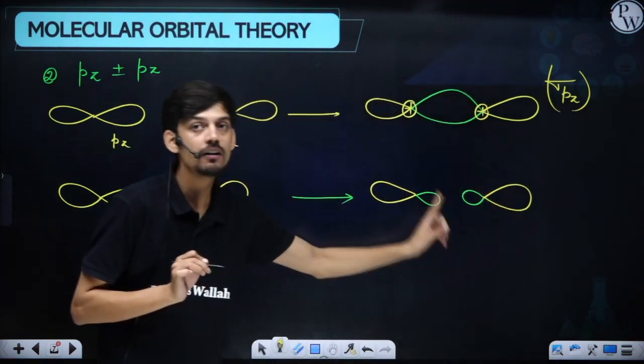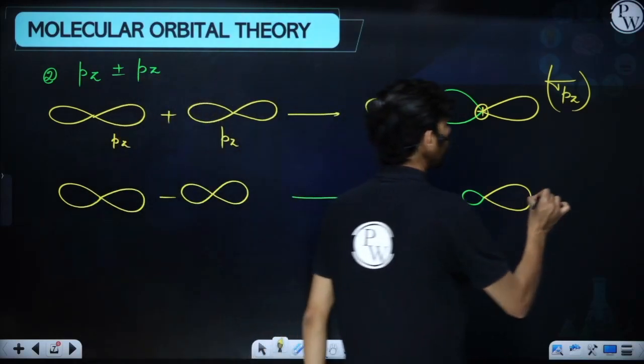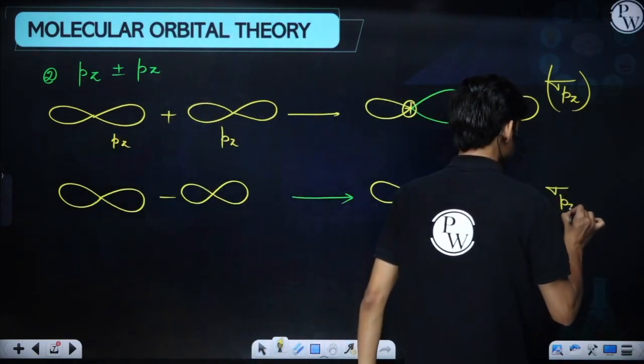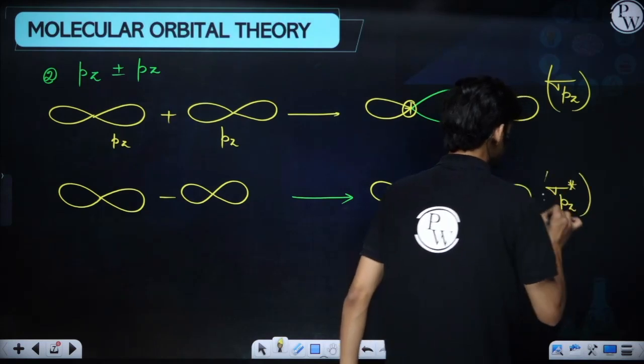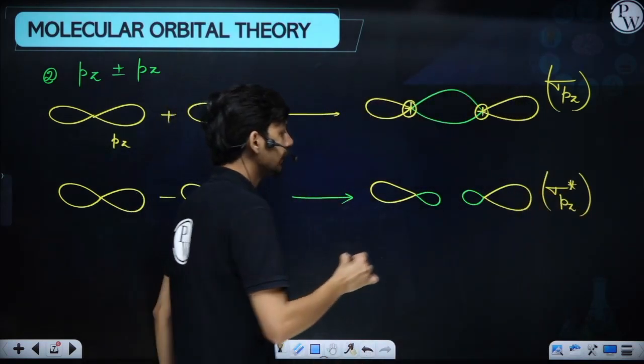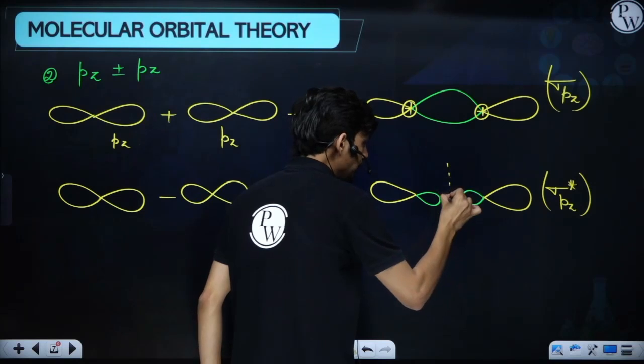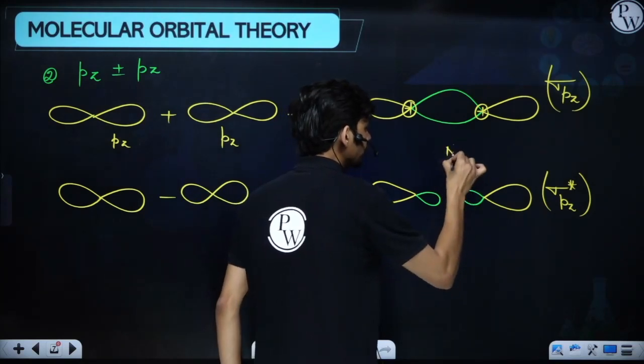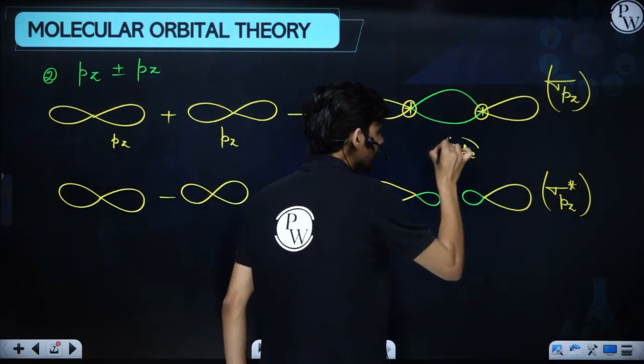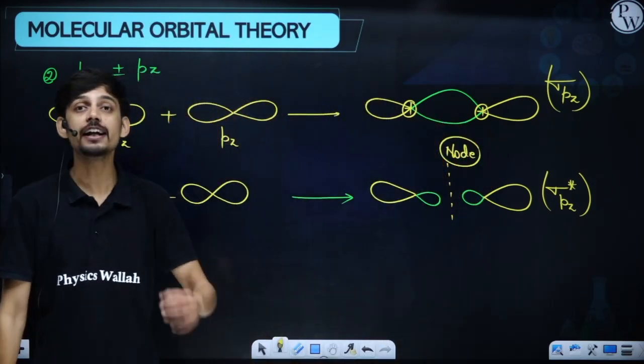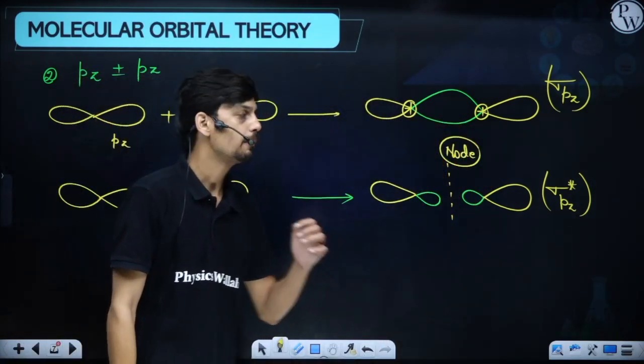This whole is a single orbital, which will be called the sigma PZ anti-bonding orbital. And this in-between region will be a node, where the finding probability of electron will be minimum.